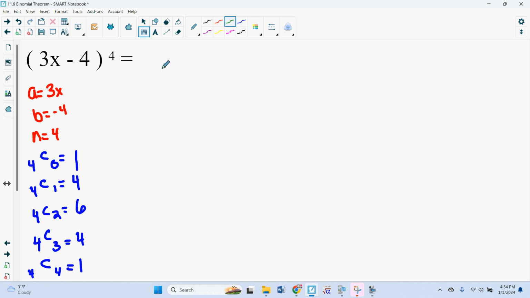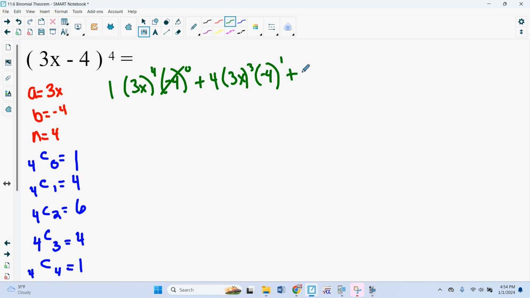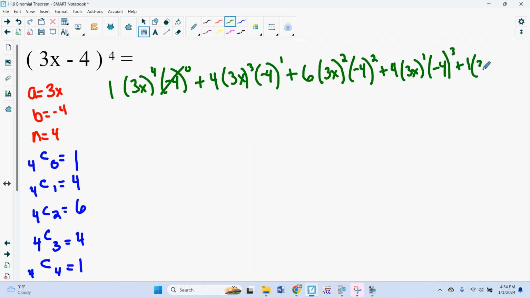So now let's write down our terms. This is going to be our first term of 1, 3x to the 4th, negative 4 to the 0. And you can see going forward, many times I will not even write this because that's just 1, but we'll write it here. Plus 4, 3x cubed, negative 4 to the 1st, plus 6, 3x squared, negative 4 squared, plus 4, 3x to the 1st, negative 4 cubed, plus 1, 3x to the 0, negative 4 to the 4th.